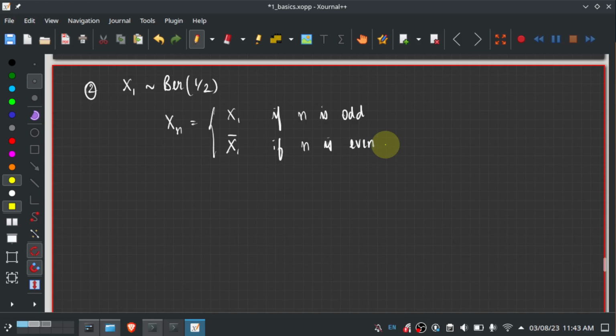So suppose that x1 is 1. What is x2? 0, right? It's the complement. And what is x3? 1. x4? 0. So effectively what I'm getting is just an alternating sequence. So does this sequence converge to anything? No, right? It's not a convergent sequence.